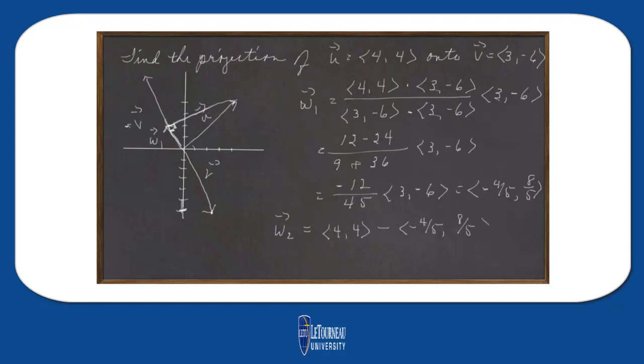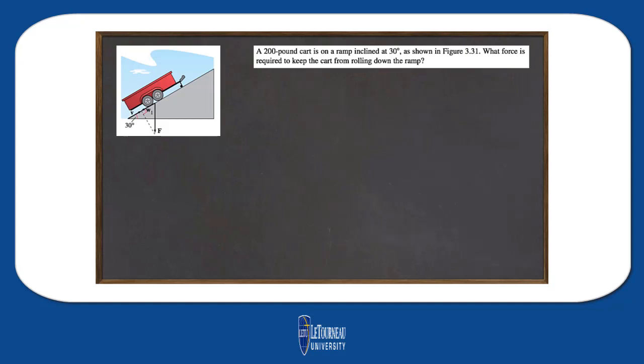W2 then is 4, 4 minus minus 4/5, 8/5, which when we do the subtraction is 24/5 and 12/5. So w1 and w2 are orthogonal, which is what we wanted them to be. Here's the projection, and we have orthogonal since the dot product is 0.